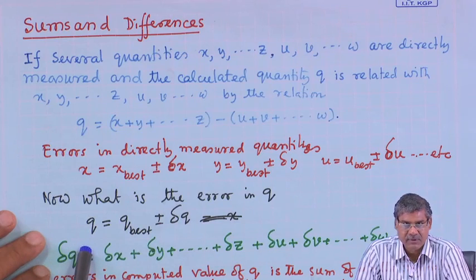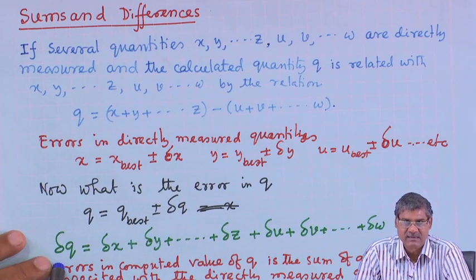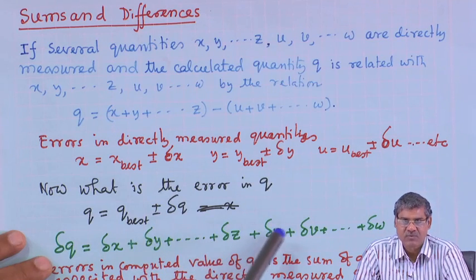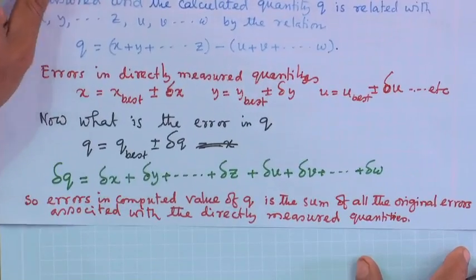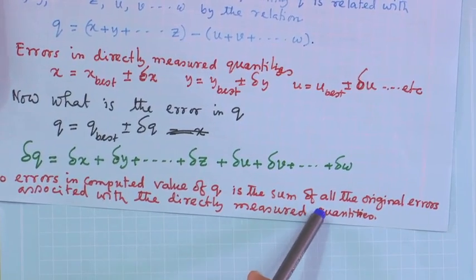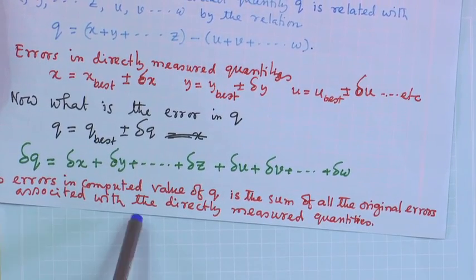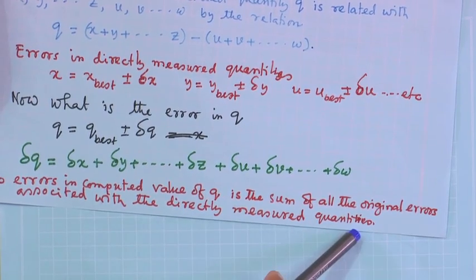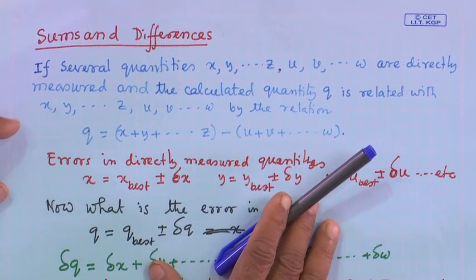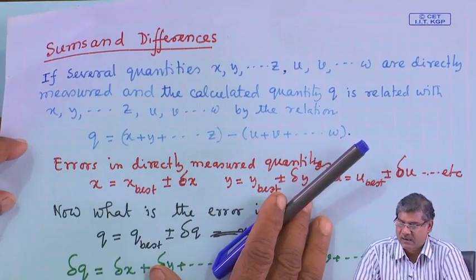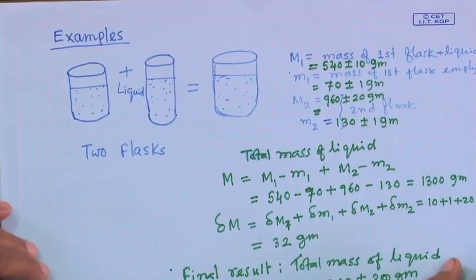The error in Q is Q plus minus delta Q, and that delta Q will be just the summation of the individual errors on x, y, z, u, v, w. So, the error in the computed value of Q is the summation of all original errors associated with the directly measured quantities. This is one rule we could find for the propagation of errors. Next I can take one example to show it.